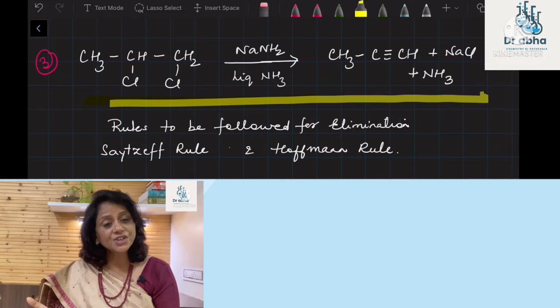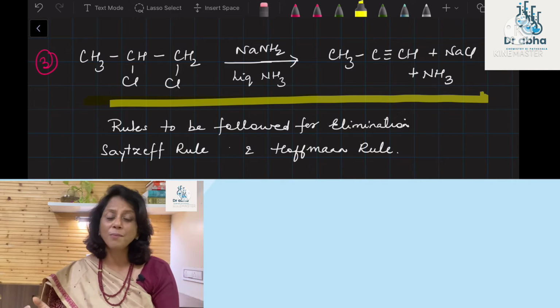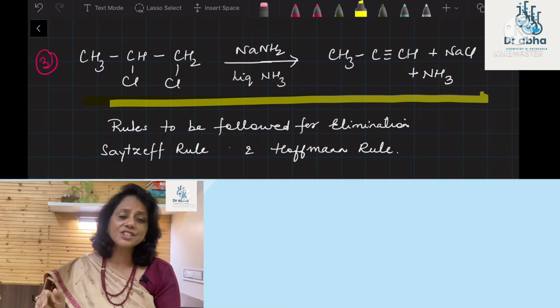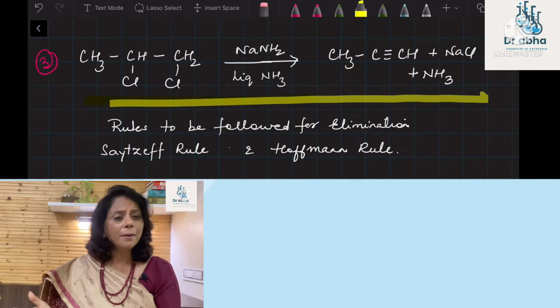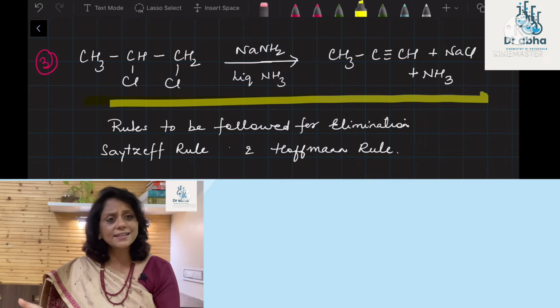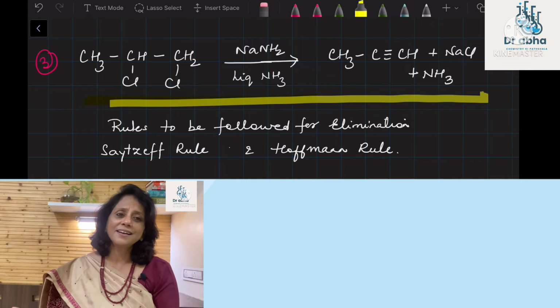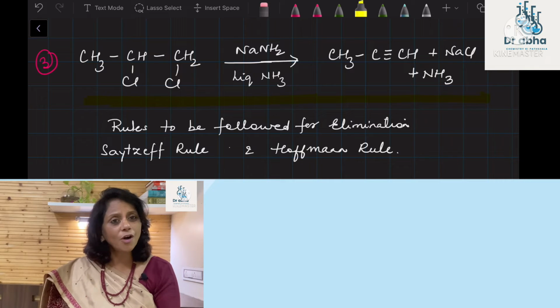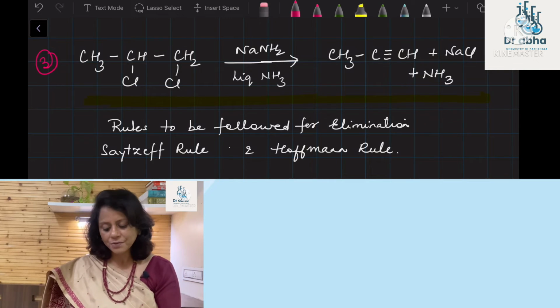Let me draw your attention that the same reaction can also be performed in two steps. In the first step you use alcoholic KOH, and in the second step you use sodamide, right? But we can always perform this in a single step by using a stronger base like NaNH2 in liquid ammonia. So this is again a case of elimination reaction, right?